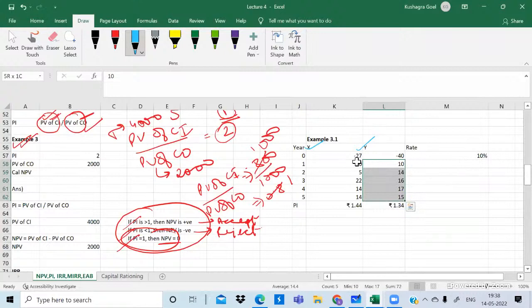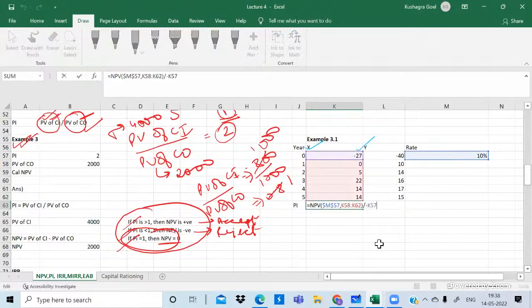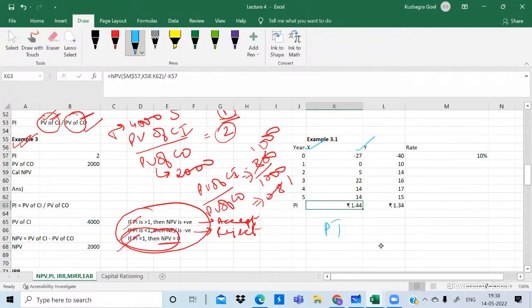So what I'll do is I'll calculate the profitability index. And when I calculate the profitability index, I get an answer of 1.44 and 1.34. So let's look at how do you calculate your profitability index. Profitability index is nothing but present value of cash inflows upon present value of cash outflows. Now, this numerator, that is present value of cash inflows, for this, I'll use the formula of NPV.